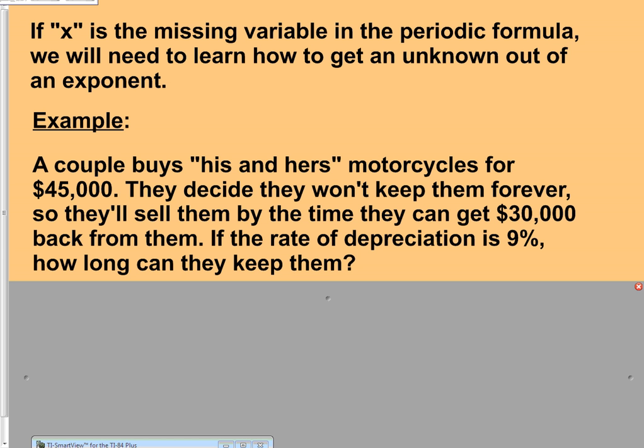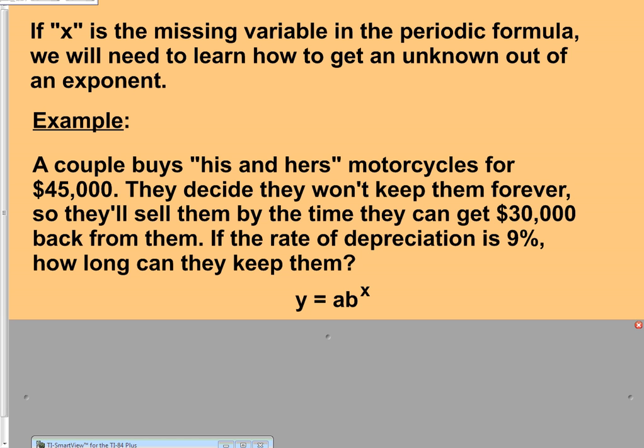Let's say a couple buys his and hers motorcycles for $45,000. They decide they won't keep them forever, so they're going to sell them by the time they believe they can get $30,000 back from the sale. Okay, so if the rate of depreciation is 9%, how long can they keep them? Okay, so let's take a look here. Depreciation is an annual event, so we're going to use the periodic formula, y equals a times b to the x. Okay, now we're going to plug some numbers in here.